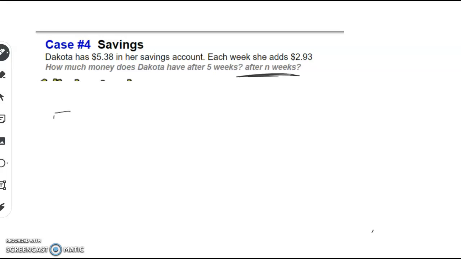So she definitely already has $5.38. And then she's going to add $2.93 per week. And so week is going to just be represented by n, which is the number of weeks. So that would be our expression.